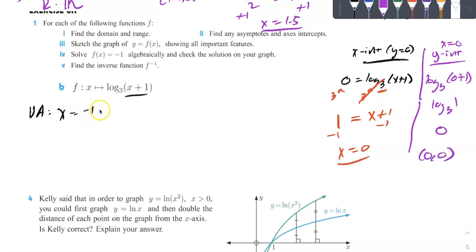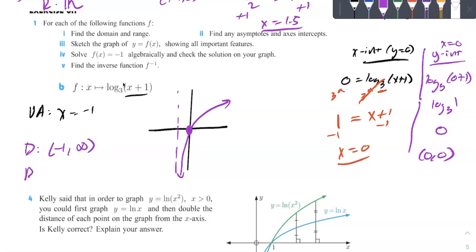Okay, so we have that. We have a vertical asymptote, so let's graph this. My vertical asymptote is at -1, and my x- and y-intercept is at 0, 0. So we're just going to graph it. It's a log function. Looks kind of like this. So there we go. My domain would be -1 to infinity, and my range would be all real numbers.